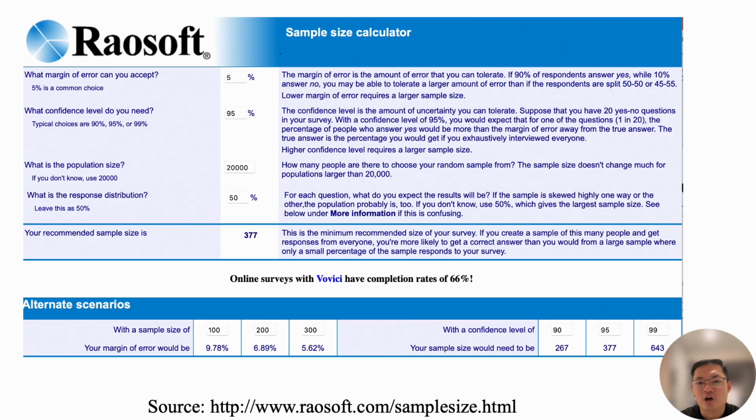Here is an example of using the Rawsoft online sample size calculator. It's a free tool that allows you to determine how many participants you need for your study or for your survey. We set the margin of error at 5% and the confidence level at 95%, both common choices in research. The population size is 20,000, and the response distribution is 50%, which gives the largest sample size. Based on this, the recommended sample size is 377.